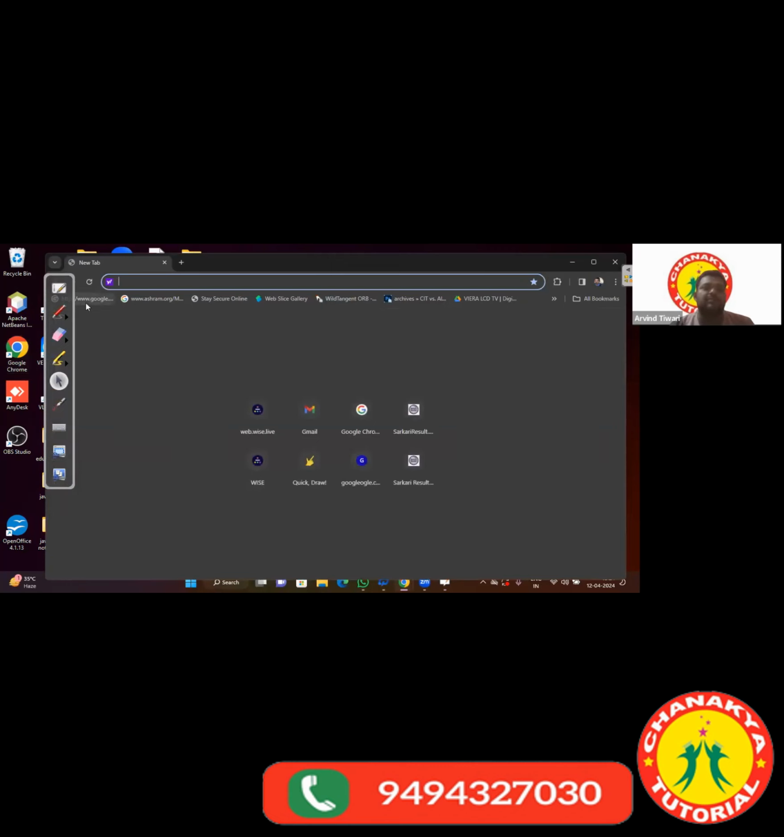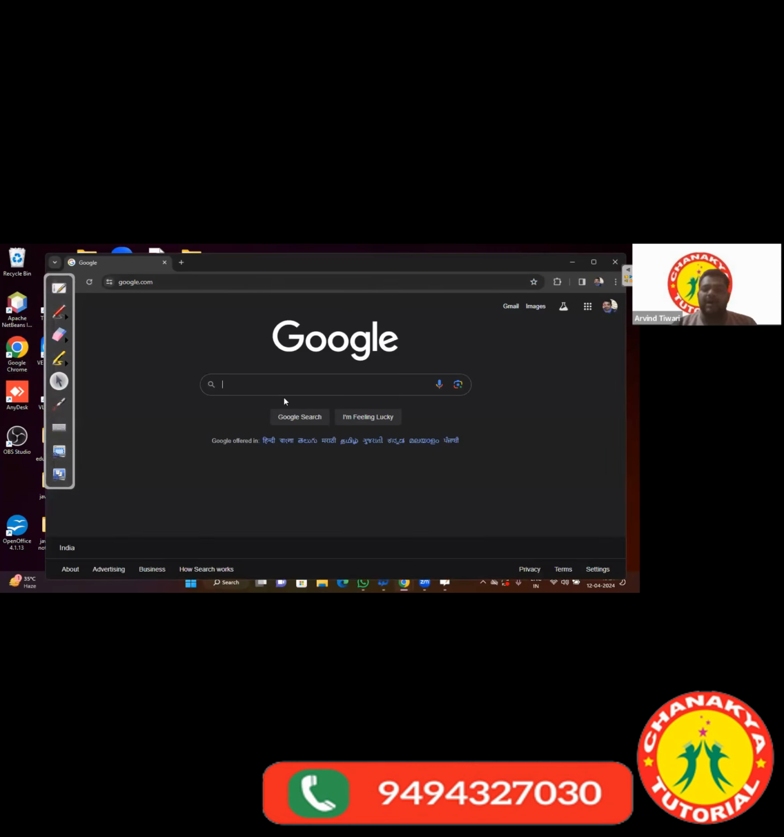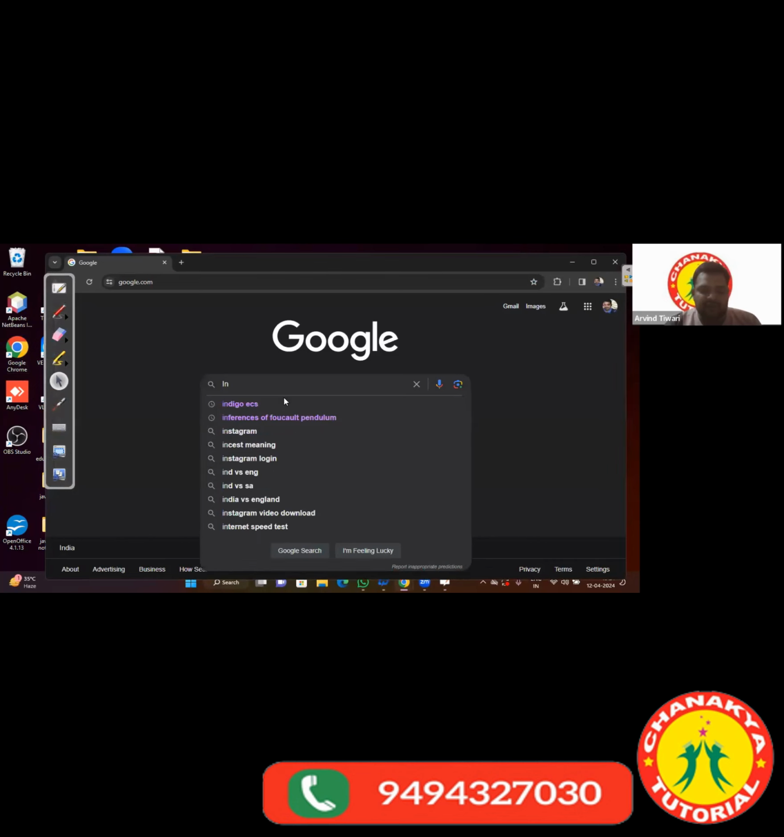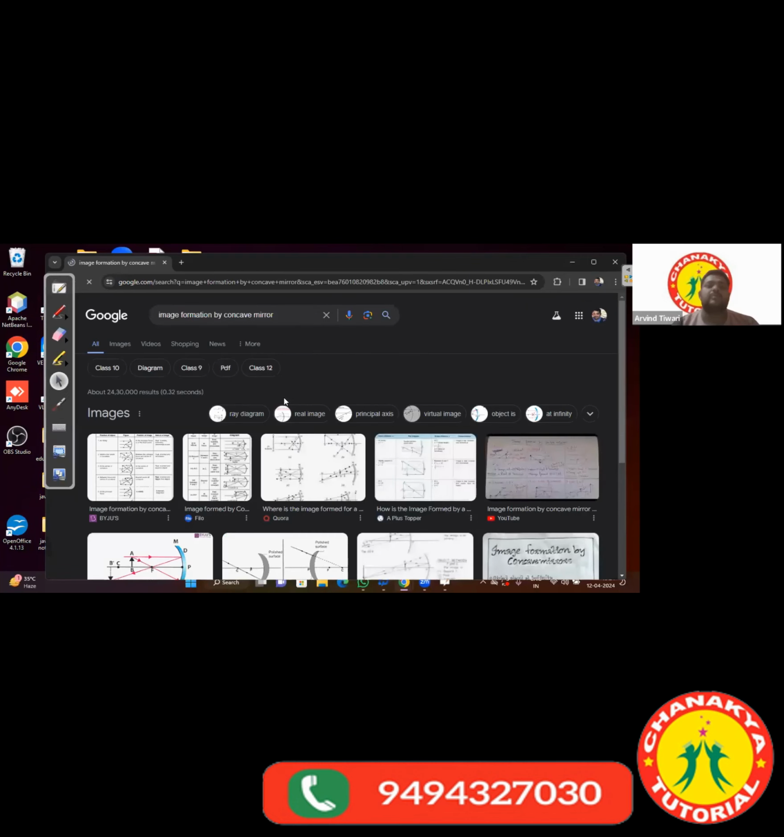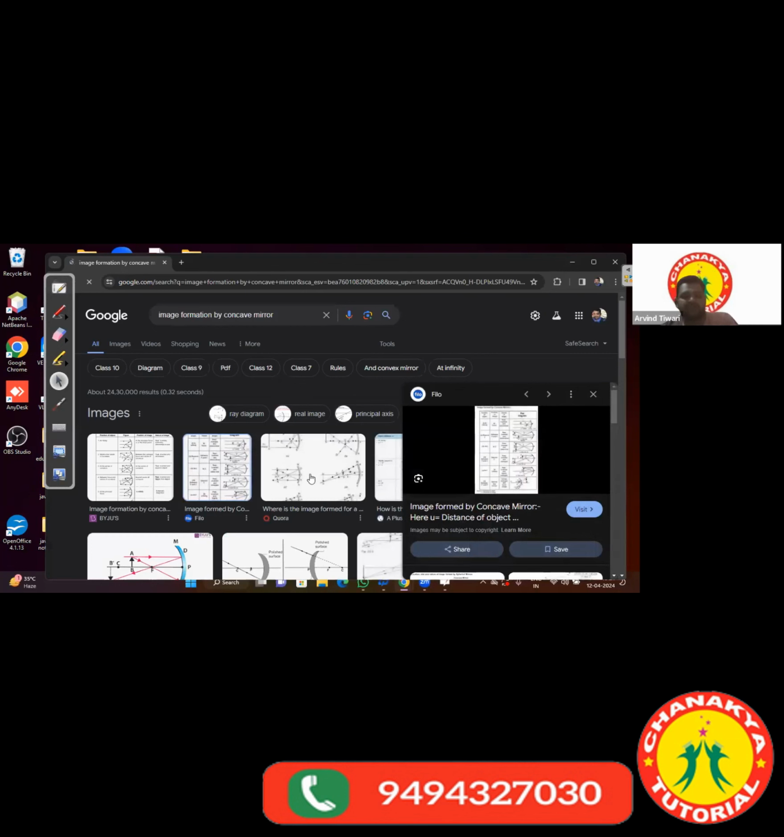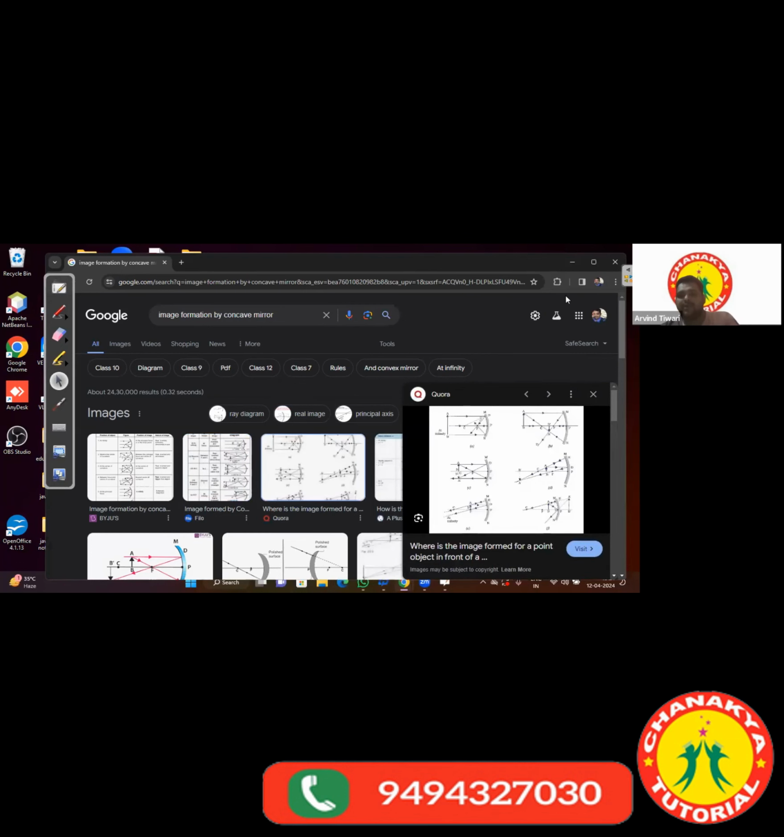See, we had done the image formation by concave and convex mirror. So we'll quickly revise image formation. See, these were the various cases that we had seen for the image formation. Here we have.